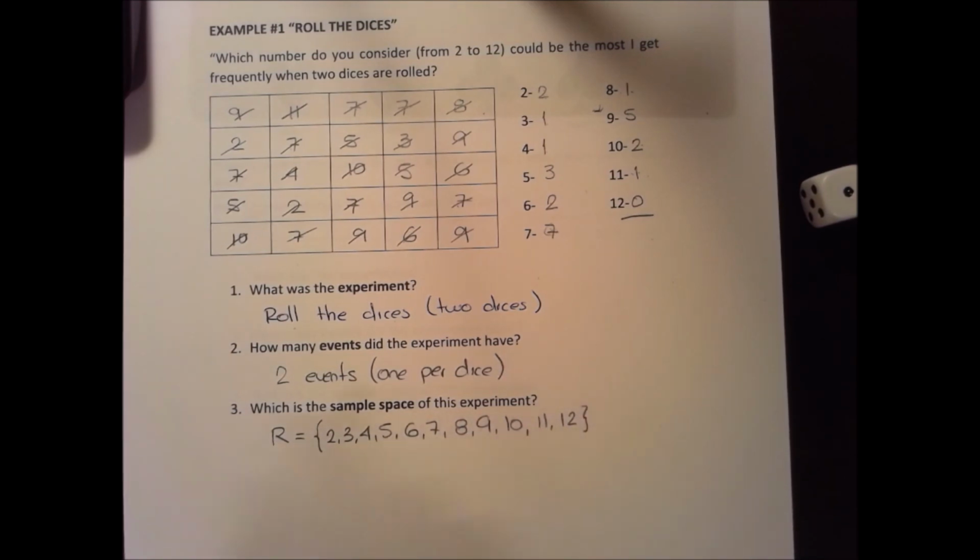Those are the possible results that we can have in this experiment. Okay, the experiment was roll the dice. The events were 2, 1 per dice, and the sample space is the possible results that you got.